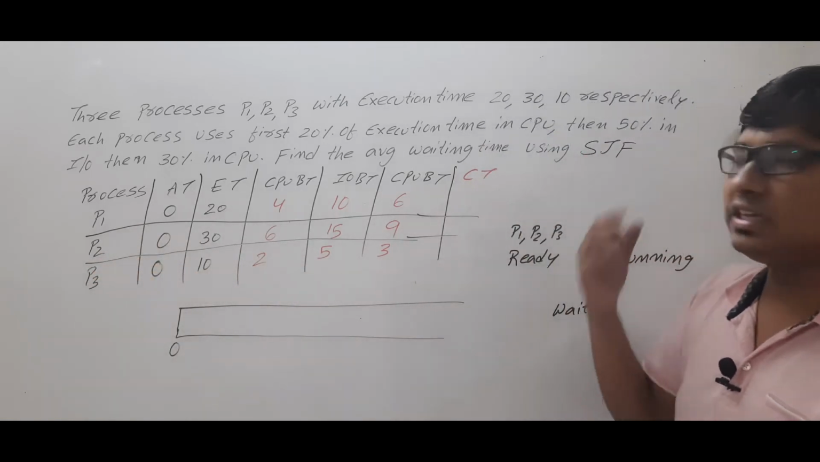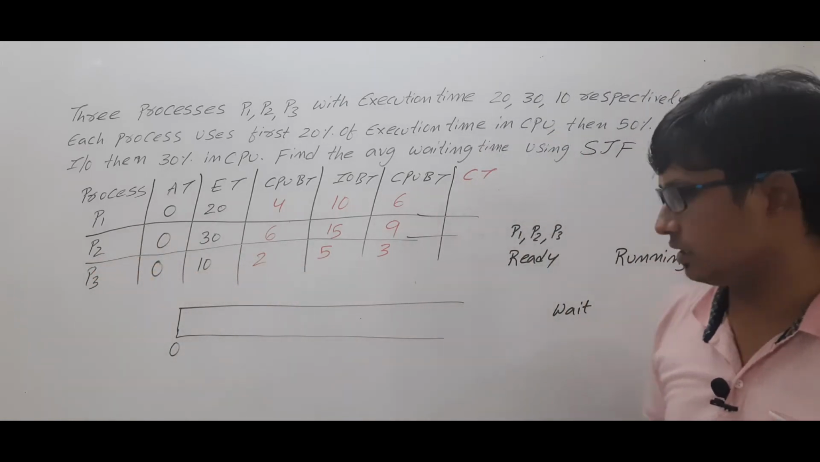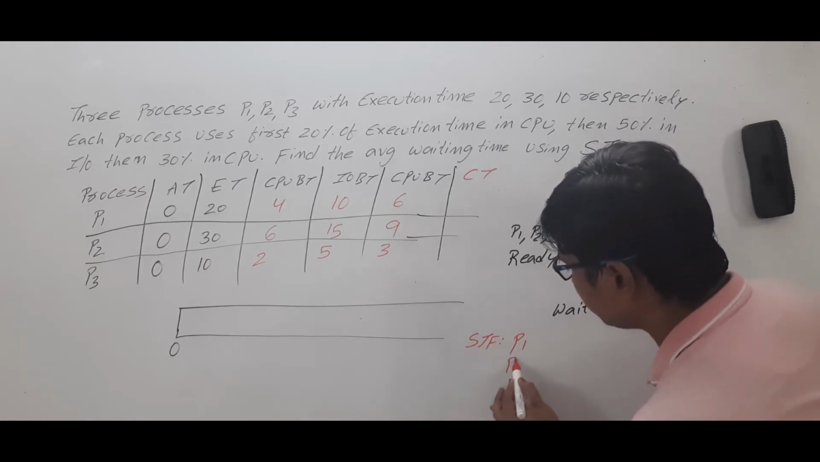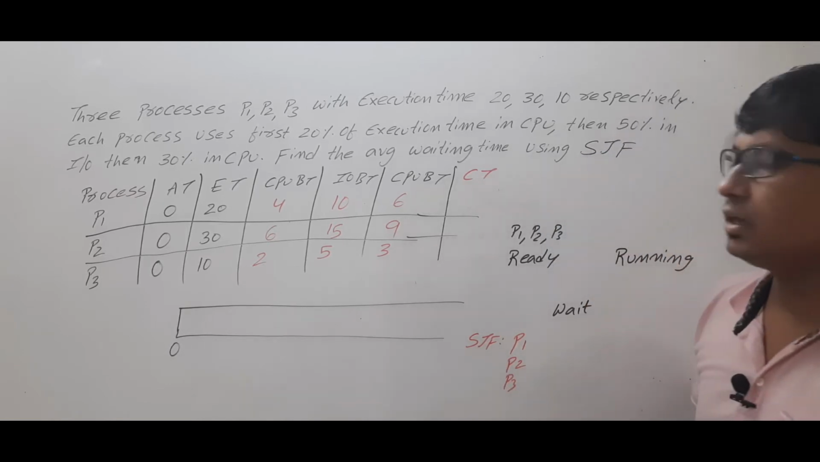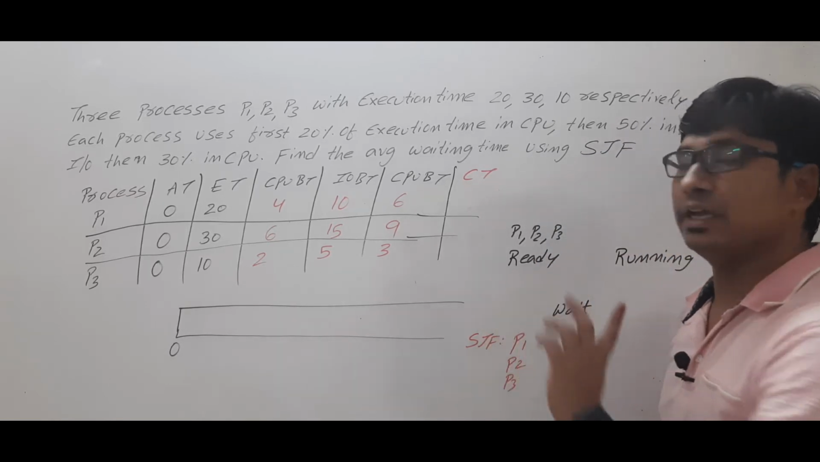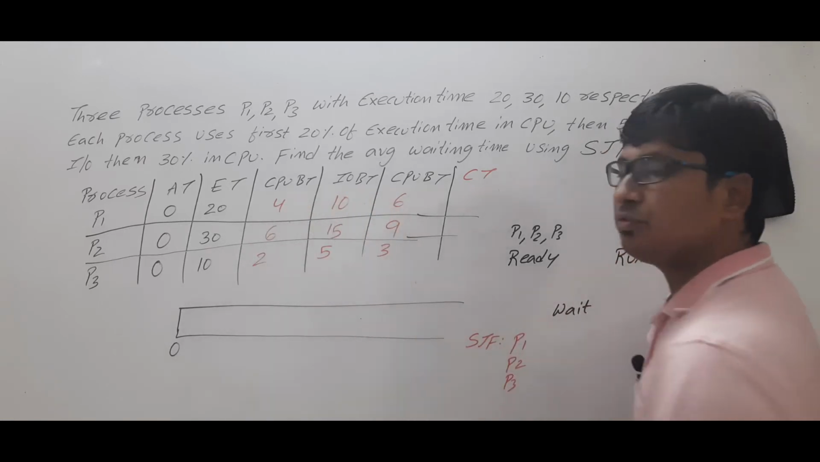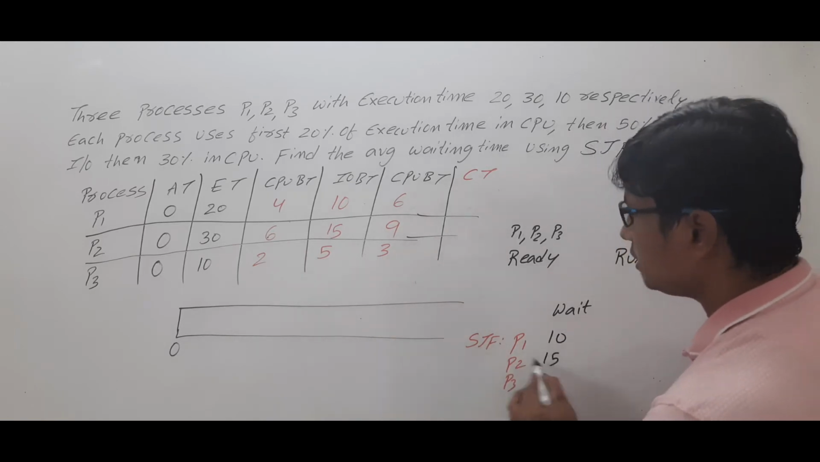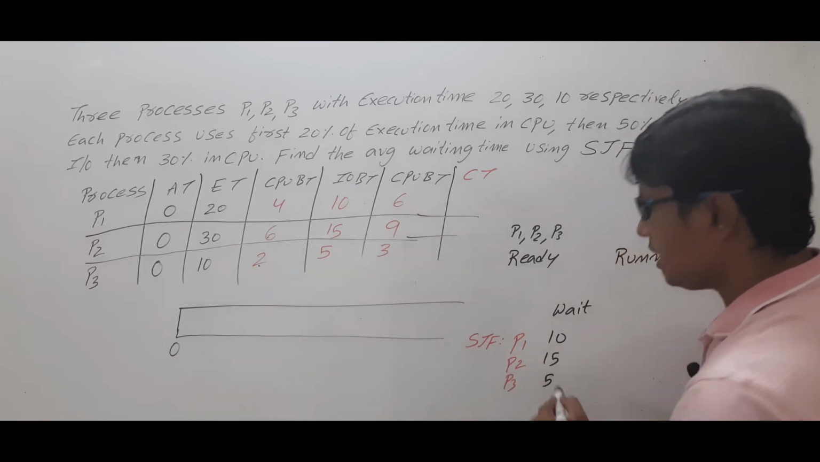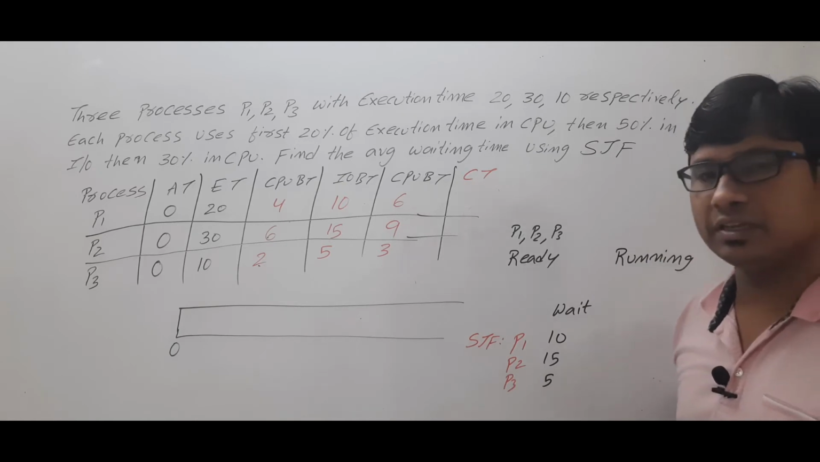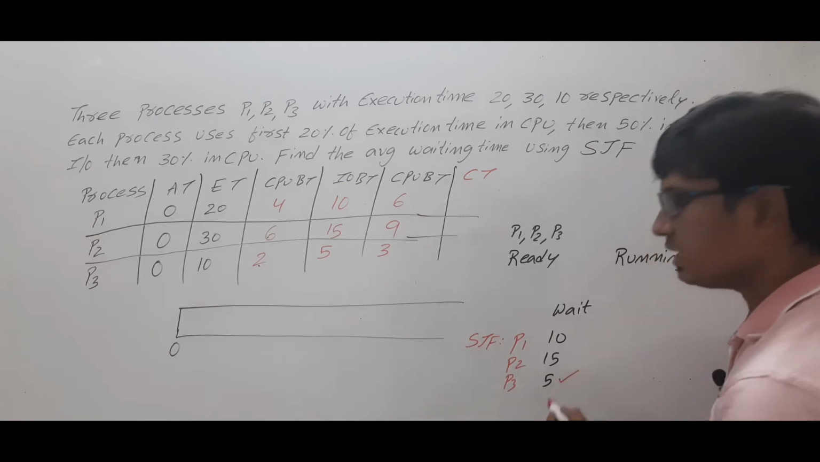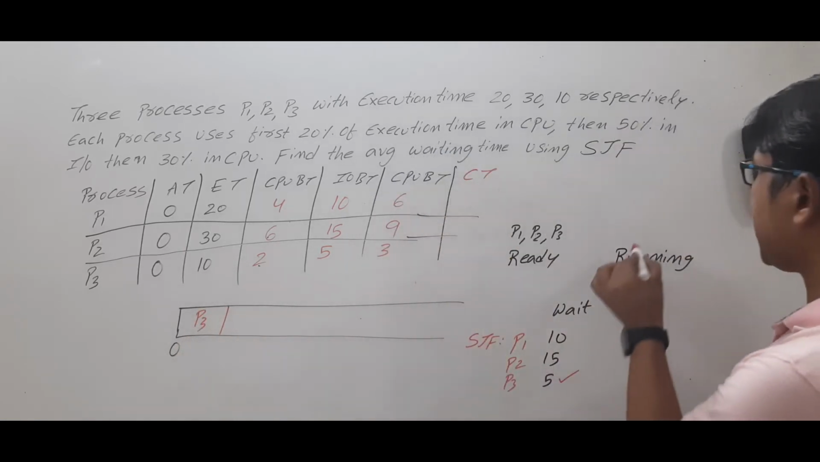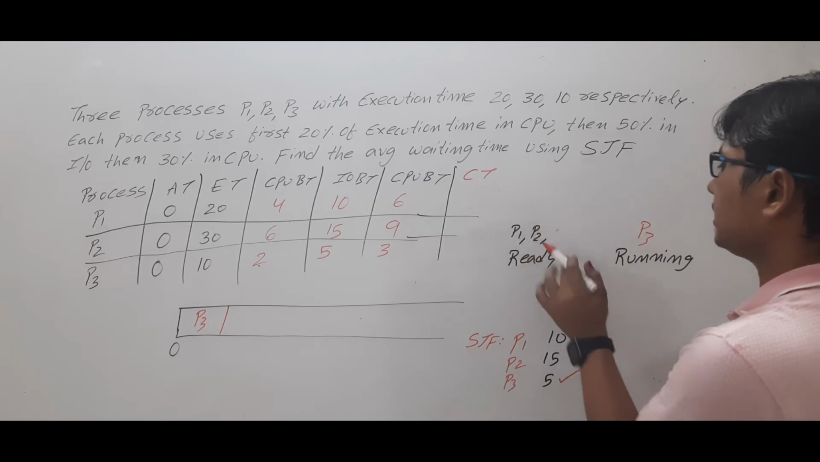Now this scheduling algorithm is shortest job first, so we need to compute the burst time of process P1, process P2, process P3. Now the burst time is CPU burst time, not the IO burst time. So we compute 4 plus 6, which is 10. 6 plus 9 is 15. 2 plus 3 is 5. So among process P1, P2, P3, process P3 has the least burst time. So process P3 will be dispatched to the running state from the ready state.